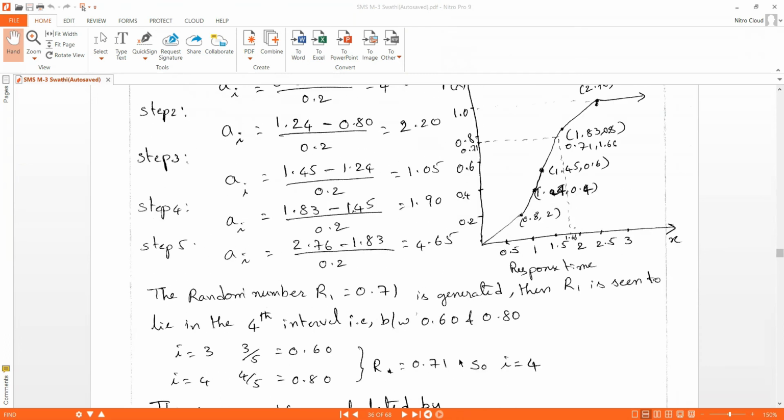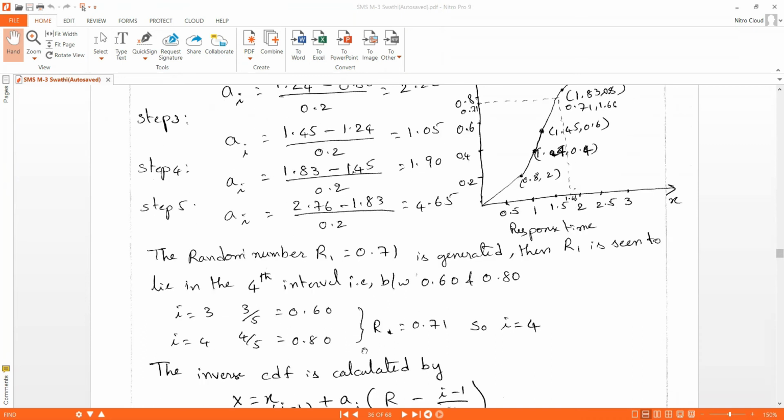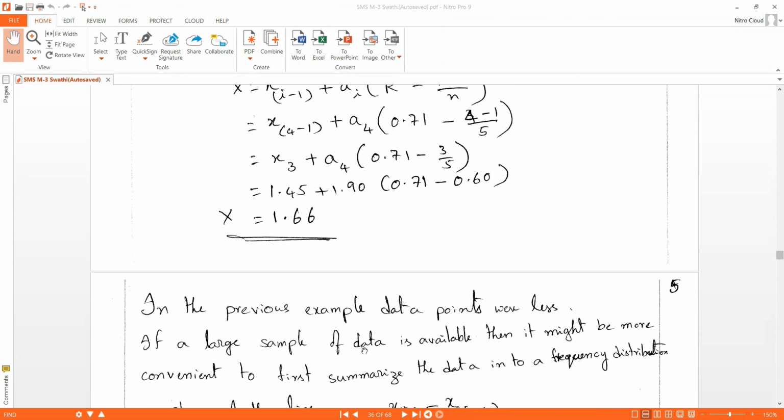So now we will plot in the graph. The r1 value is 0.71. Then what is the x? The x value is 1.66. At 1.66, when r1 is equal to 0.71, the generated random variate is 1.66. Like this we need to solve the problem.